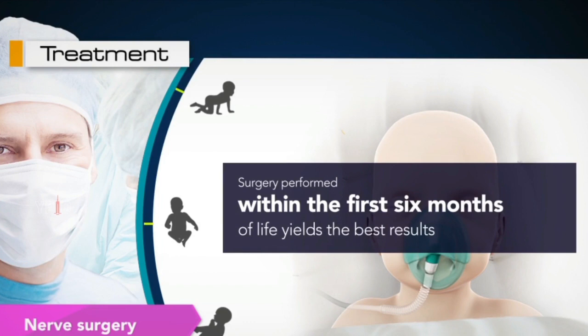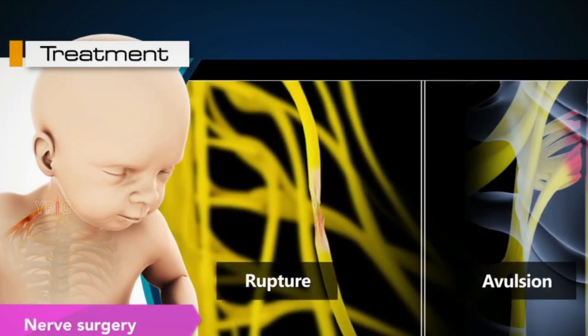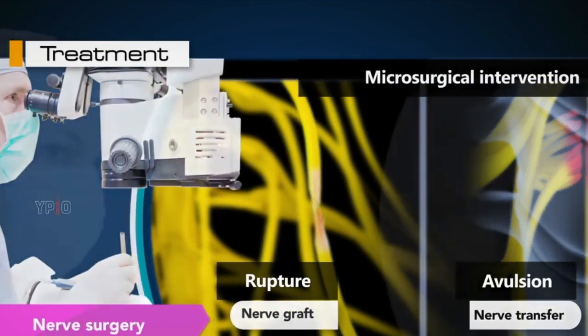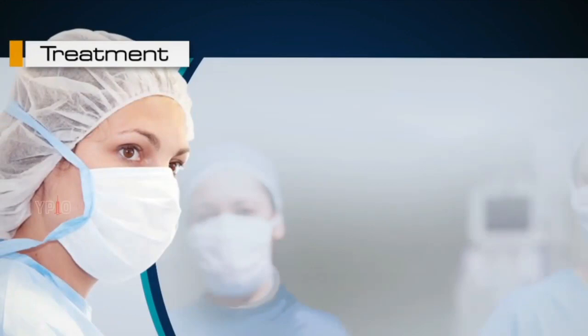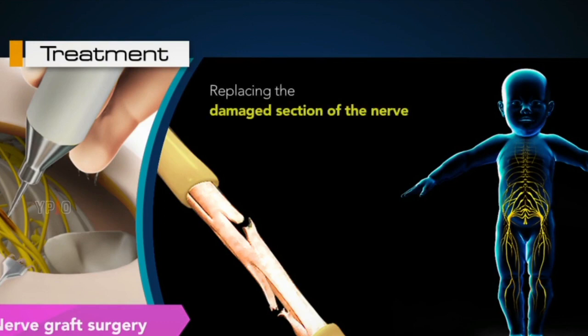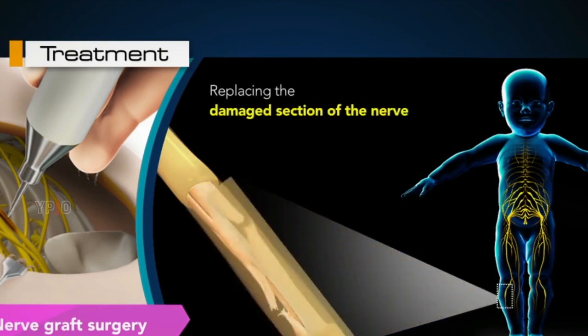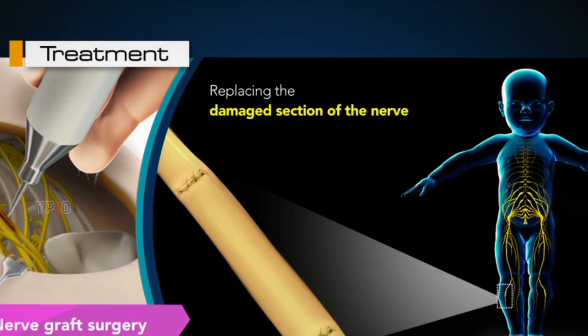Surgery performed within the first 6 months of life yields the best results following an obstetrical brachial plexus injury. Injuries involving rupture or avulsion may require microsurgical intervention that includes a nerve graft or nerve transfer. Several surgical options are available depending on the patient's condition. Nerve graft surgery involves replacing the damaged section of the nerve with a nerve section removed from another part of the body.